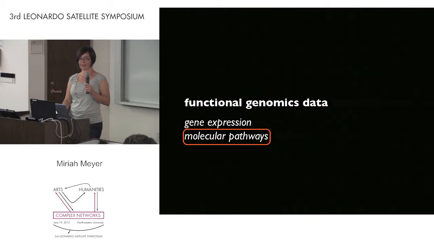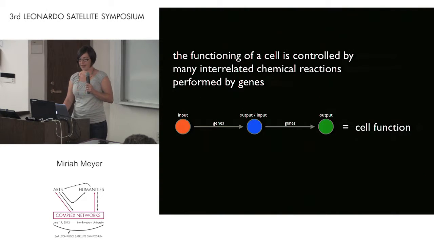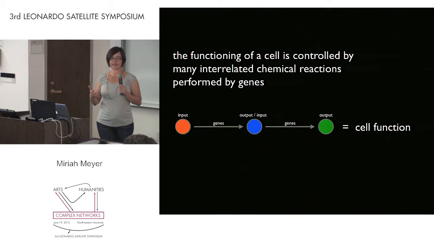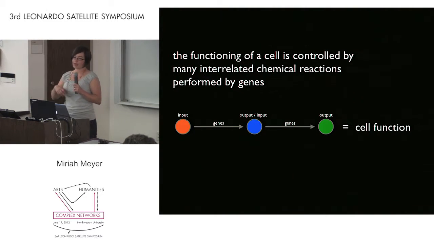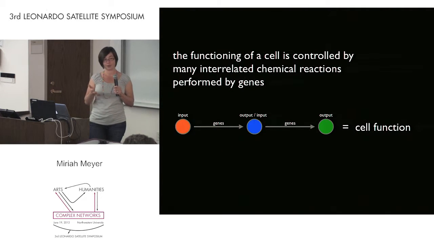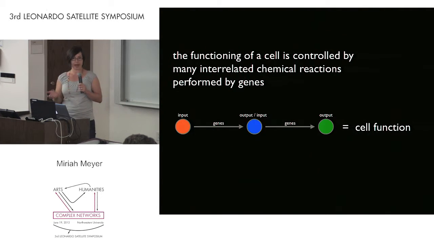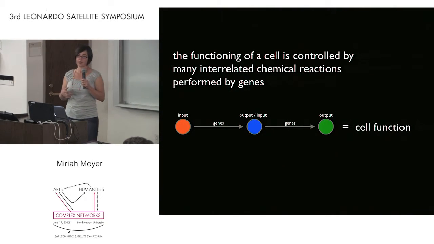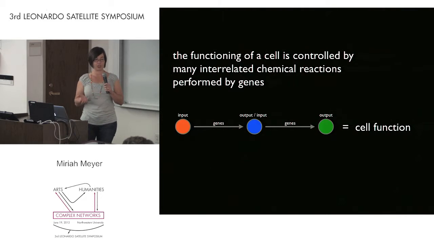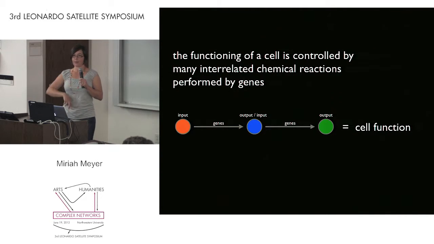All right, so molecular pathways. The functioning that goes on inside of all the cells in our body is controlled by many interrelated chemical reactions that are performed by genes, or more precisely, the products of genes that we call proteins. So what happens is there's some sort of input to the cell, like this orange dot. Let's say it's something like glucose. Glucose is then going to be acted on by a set of genes in a reaction that produces some sort of output, like the blue output. That's then an input to another reaction, and so on. So at the end of the string of reactions, you end up with some sort of function like metabolism.